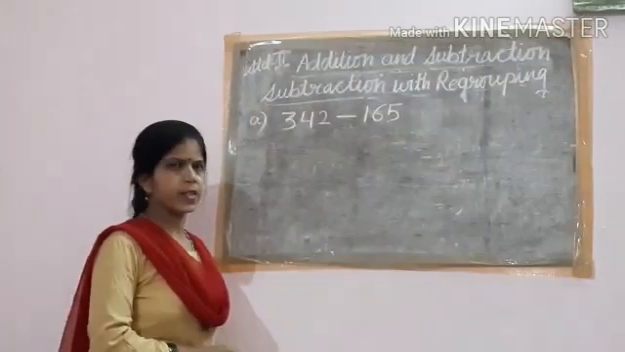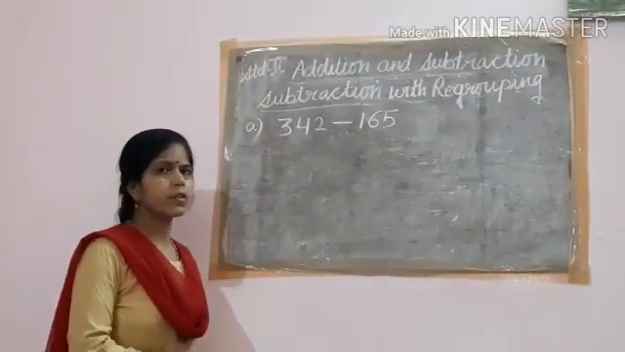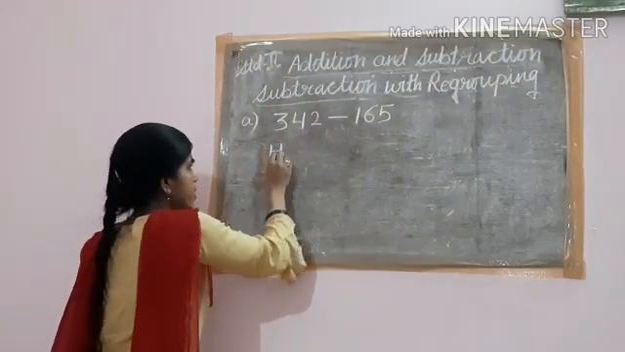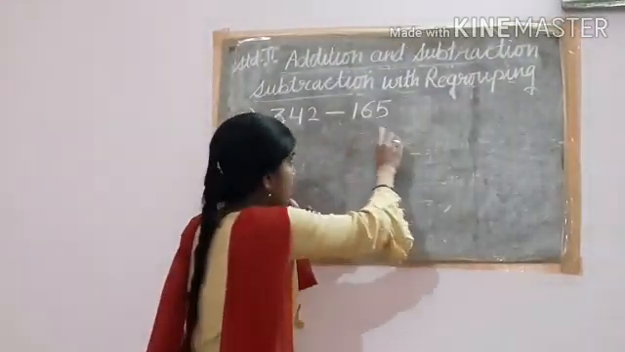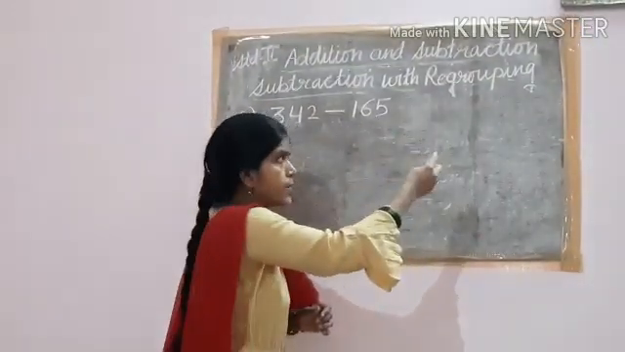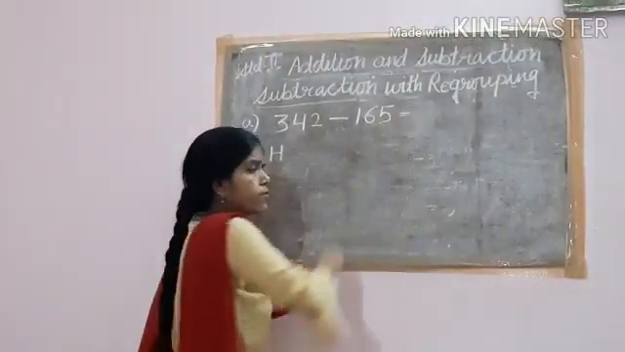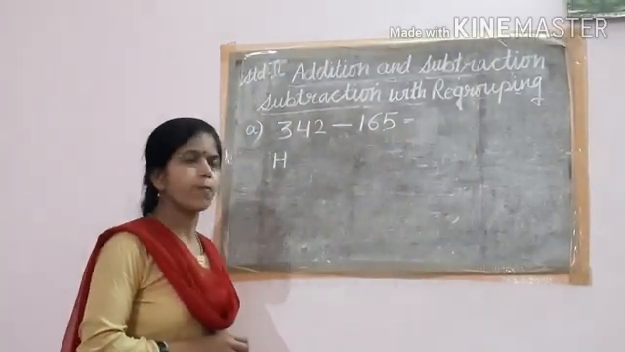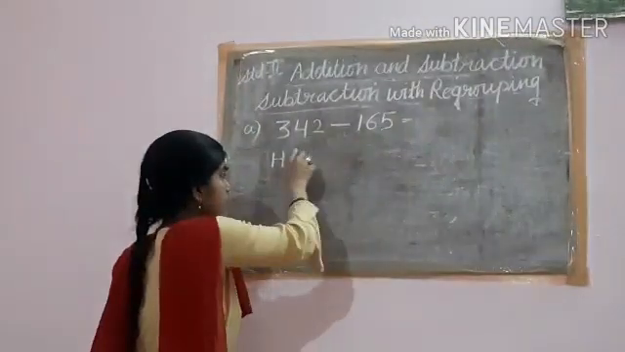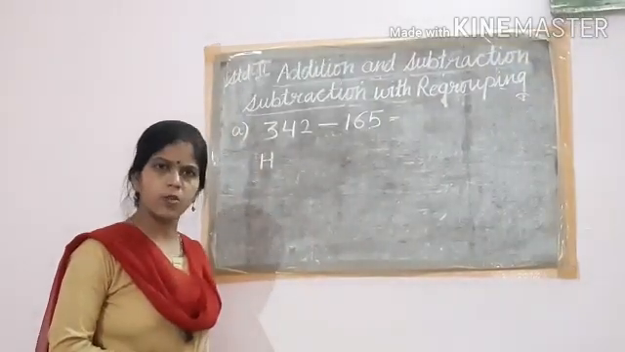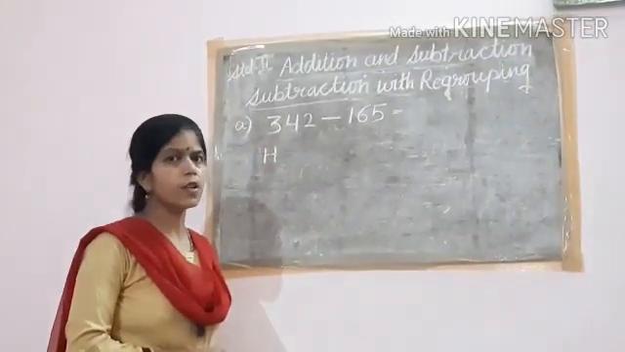342 minus 165. First, you arrange all these numbers place wise. Some are writing this on the copy's last page or somewhere else and writing only their answer. No, then the teacher will not give you the full marks. Please, whenever there are this type of sums, you show them there, then only the teacher will think you have done them. Then the teacher will give you the full marks.